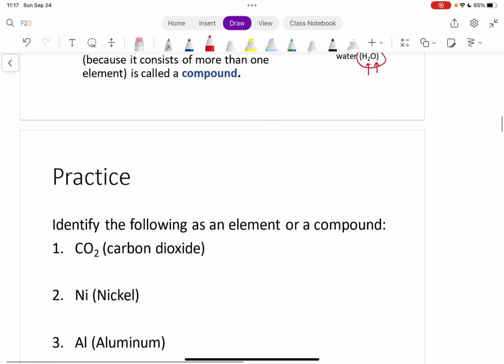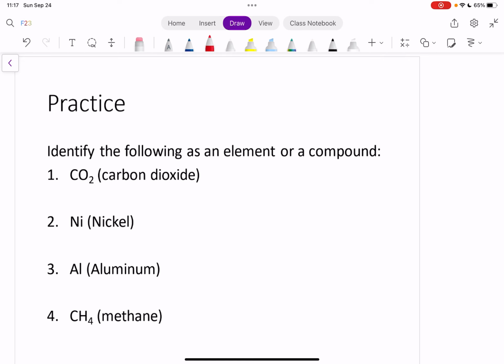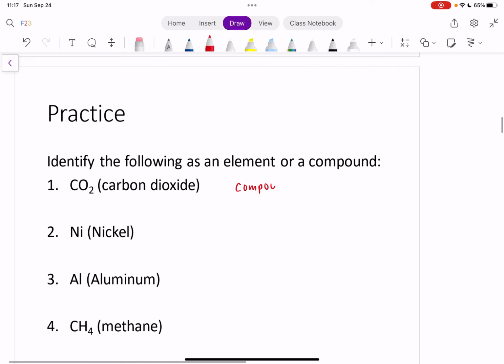I think this can be a little bit easier to wrap our heads around with some examples. So let's try this practice out. Again, pause the video and try it out on your own, and then come back and we'll talk about it. All right, hopefully you tried that out. For the first one, carbon dioxide, is that going to be an element or a compound? Yeah, that one's a compound. It's composed of two or more elements, and we could break that compound down into individual elements, so the element carbon and the element oxygen.